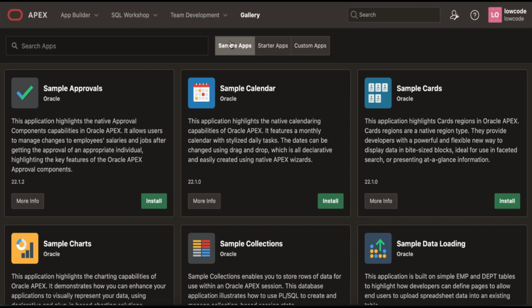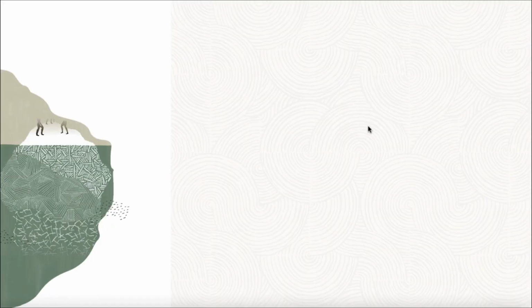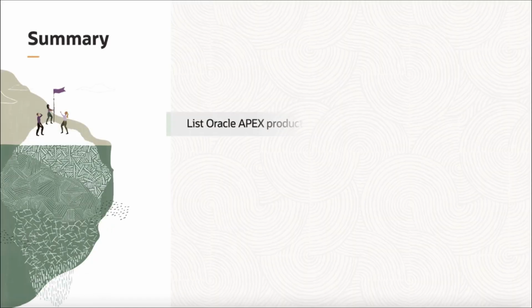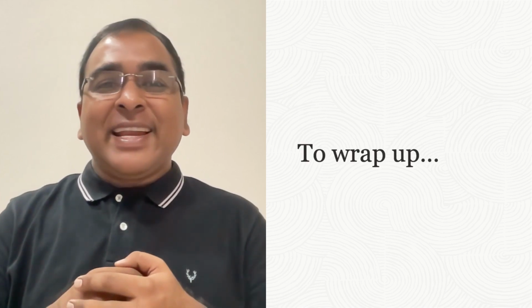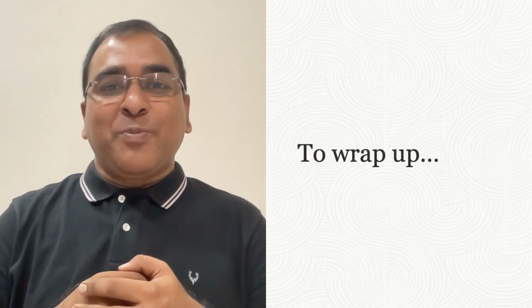You can install sample applications, starter applications, and custom applications directly from the gallery. You can also download sample applications and starter applications from GitHub to import into your workspace. This lesson covered Oracle Apex product components. You were introduced to App Builder, SQL Workshop, Team Development, and Gallery. This concludes the lesson Oracle Apex product components.